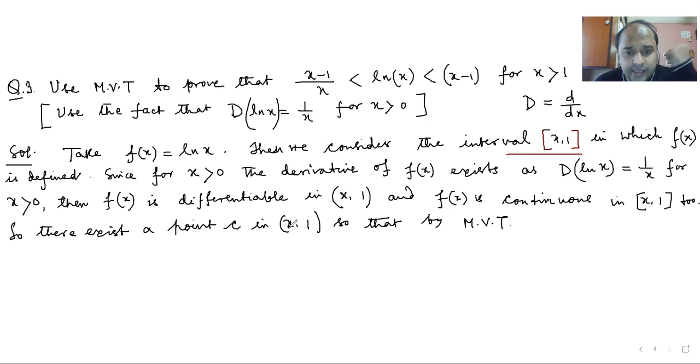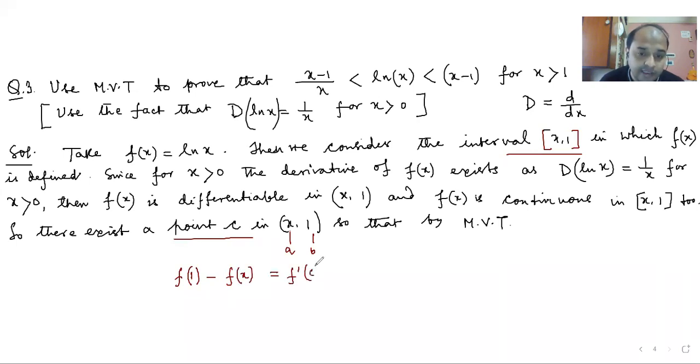Okay, so here in this case, I'm selecting this to be my A and this to be my B. Okay, then it is all right. By the mean value theorem, there exists a point C. By the mean value theorem, we can say that f(b) means f(1), f(1) minus f(a) means f(x). f(1) minus f(x) should be equal to f'(c) times (b minus a), that is 1 minus x. Okay, now it is all right.